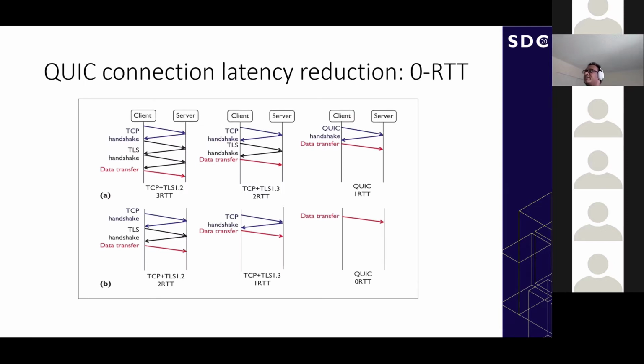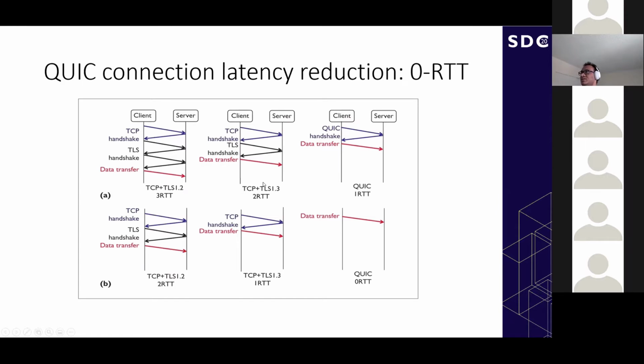So, a diagrammatic representation of how QUIC optimizes the handshake. In section A, what you see is for the initial connection. The first one is when you use TLS on top of TCP, and the TLS version is 1.2. So you have one handshake for TCP and two handshakes for TLS. So there are 3 round trip times before your data transfer can begin.